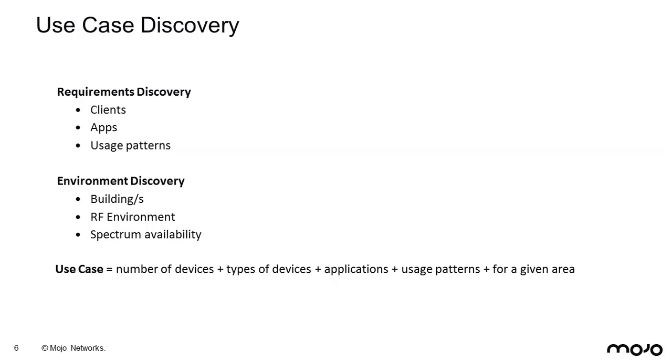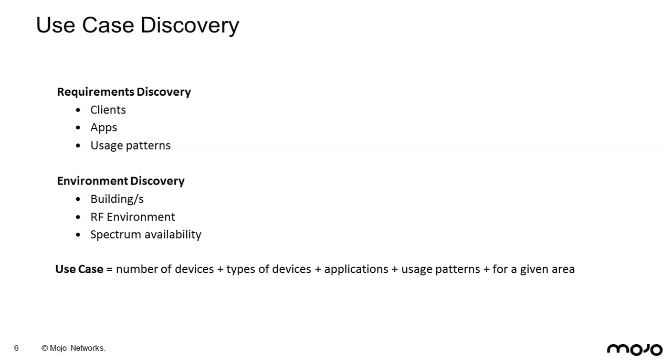And then also the building. What type of building is it? Is it a building with a lot of attenuation in the walls, or less attenuation, or wide open office spaces? So we want to characterize the environment. Also the RF environment. Do you have interferers? Do you have a lot of Wi-Fi interference? Do you have non-Wi-Fi interference? Spectrum availability: what region are you in? Do you have access to all the DFS channels, or just some of the DFS channels, or perhaps none of the DFS channels?